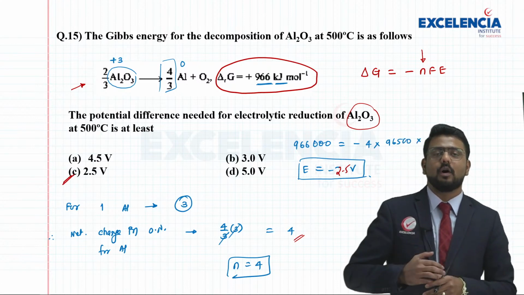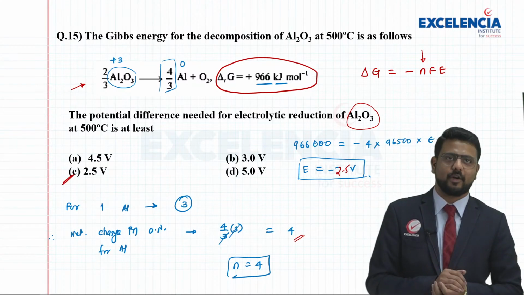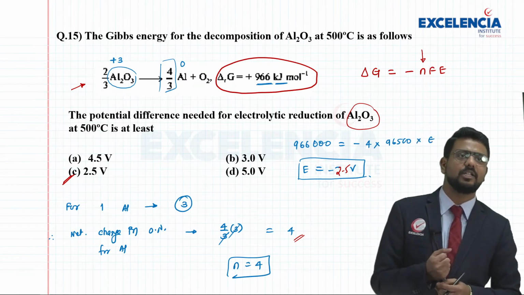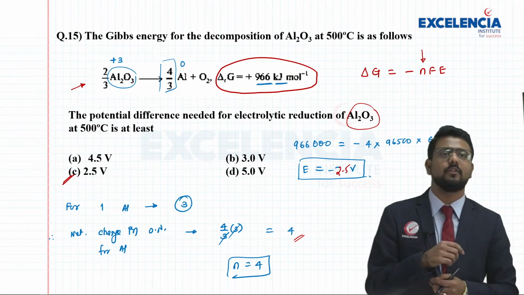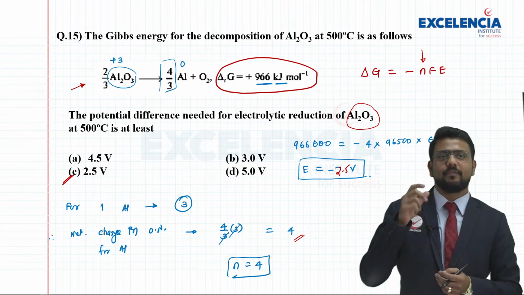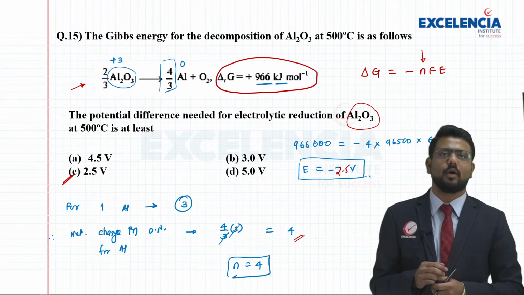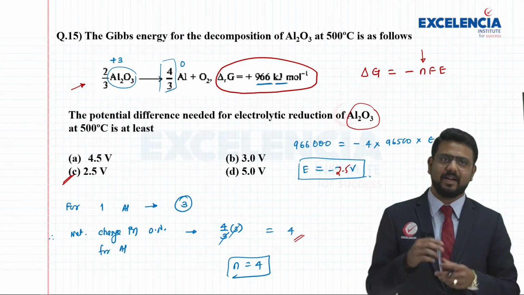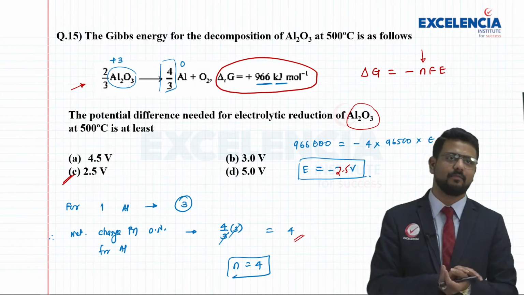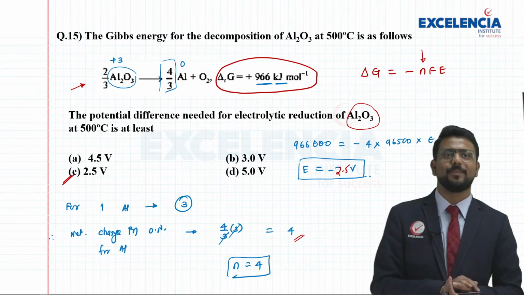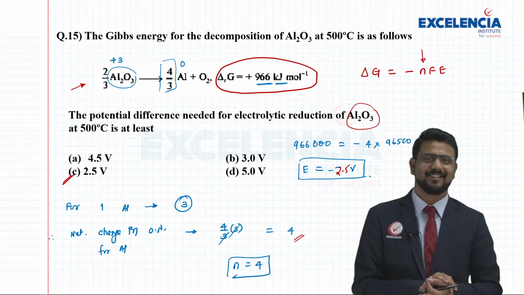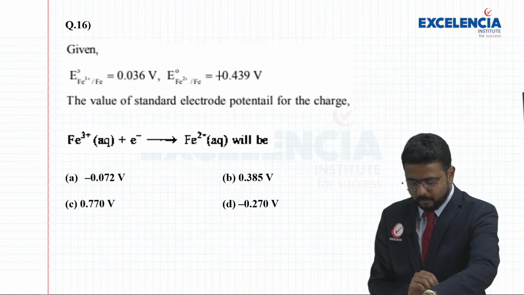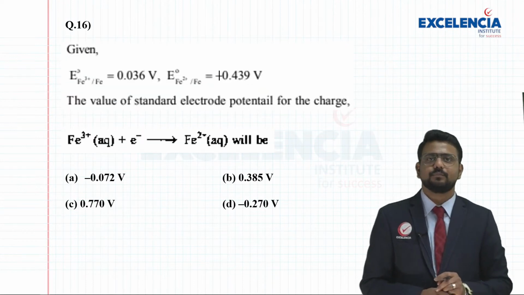But you should know the drill of solving such kind of questions, right? So here you are being given delta G and you are asked to find the value for E, right? So if you want to find the value of E, definitely you need to know what is the value for n, and we have found here the value of n, and from that we have found the E value, right? So here it should be 2.5 volts, right? Okay, moving on with the next part here.